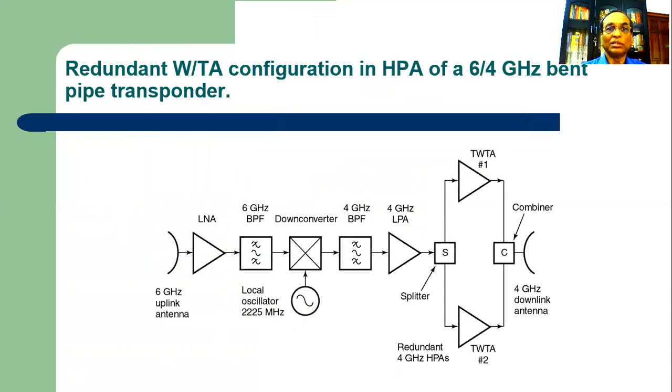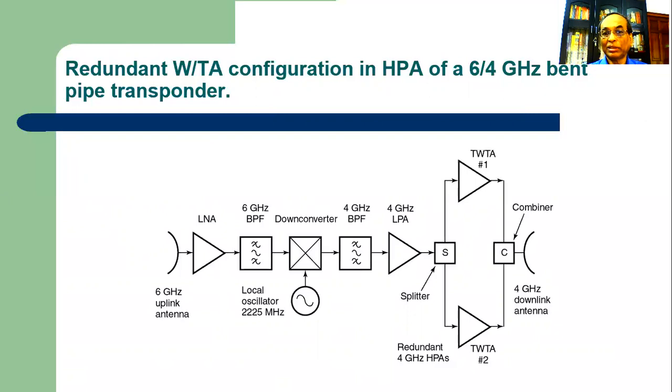Redundant TWTA configuration in the high power amplifier of the 6-4 GHz bent pipe transponder. The initial stage shown here is similar to what we came across. That is the down converter through LNA, and 4 gigahertz conversion has also been carried out. And this 4 gigahertz LPA, this is the onboard transponder. So the redundancy is thought of there only in the satellite.